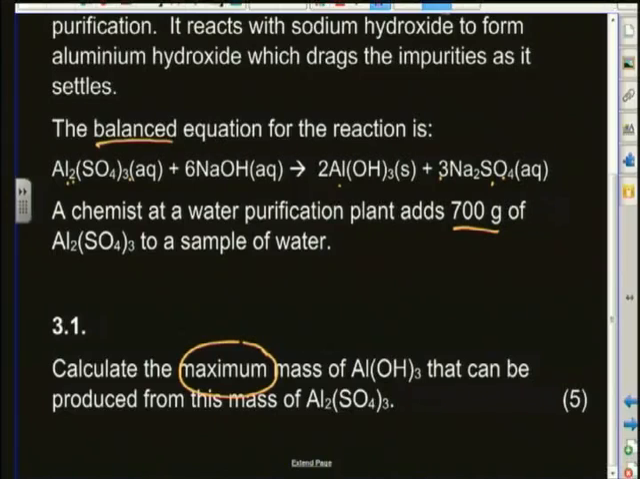Theoretical yield. That means if all things being equal, and this being an ideal world where the entire 700 grams of the aluminium sulfate is 100% pure, reacts with the sodium hydroxide and gives me aluminium hydroxide, this is how much I'm going to get. That's what we mean by maximum yield. Doesn't happen in real life.